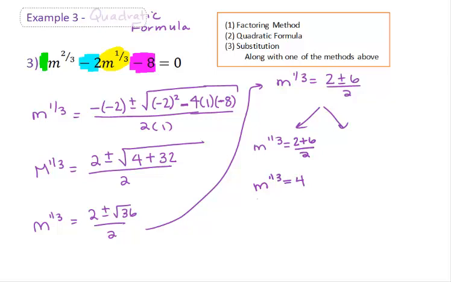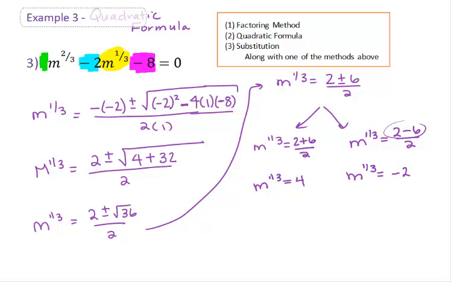So I skipped a step there. On my other one, m to the 1/3 equals 2 minus 6 over 2. On the top, 2 minus 6 gives me a -4. And when I divide that by 2, I get a -2. So I skipped a step there as well. Okay, I have my m to the 1/3 isolated, but I want to figure out what m in itself is equivalent to.